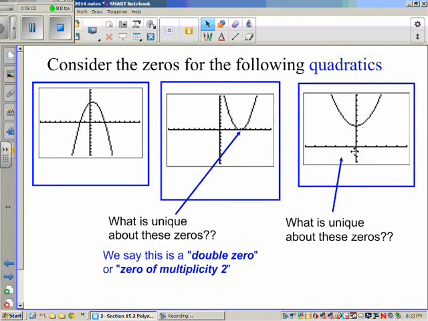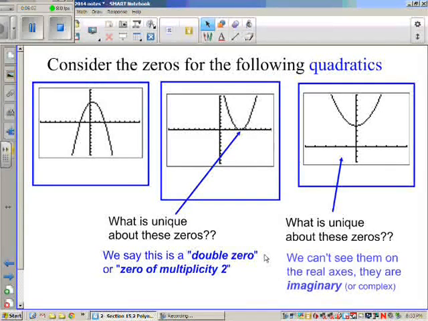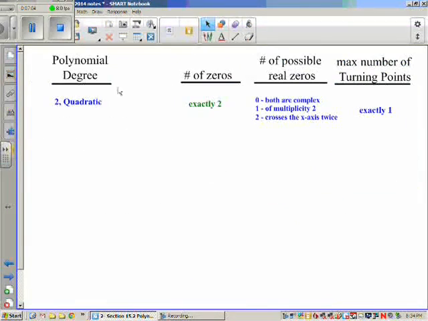What's unique about these zeros here? Well, these zeros don't cross the x-axis, the real axis, so we're going to say that these are imaginary or complex.